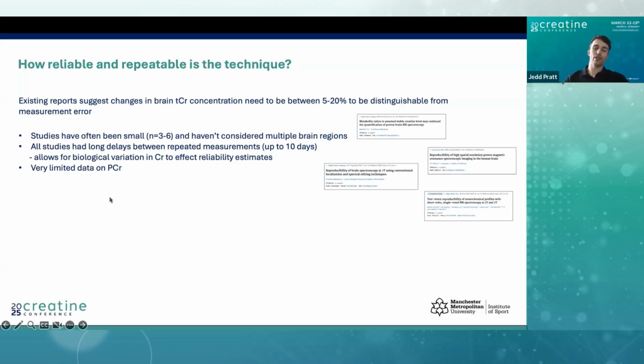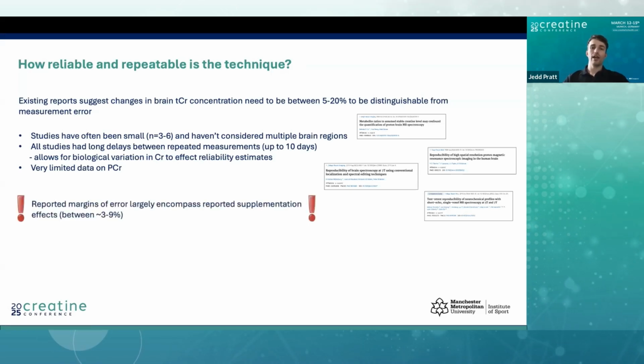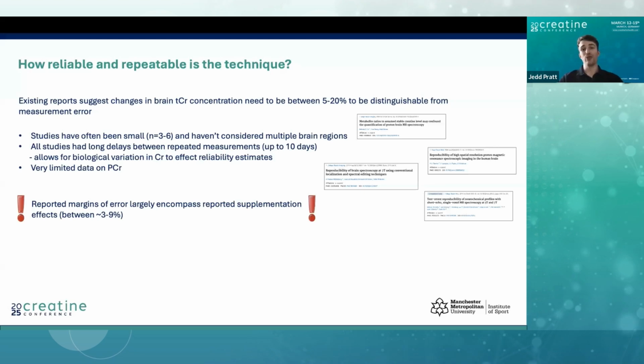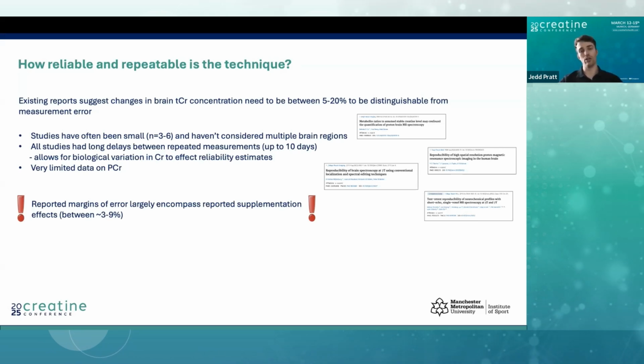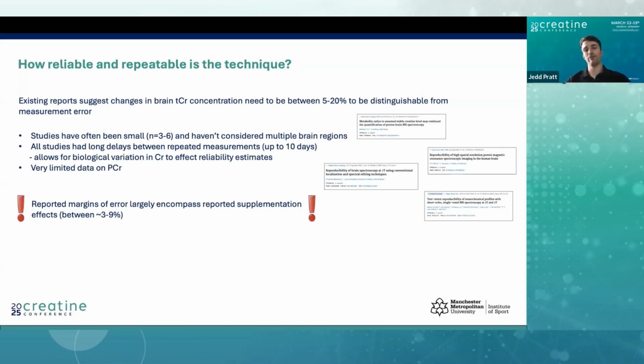And there was very little data on actually PCR. And I think the largest issue with this is that if we consider the studies that have looked at supplementation with creatine with a view to potentially increase the creatine stores in the brain, at the same time that these studies were published, these reliability data were available, and we can't really be sure what we're seeing here because of the fact that the margins of error were so broad up to now. And so they really did encompass a lot of the supplementation effects that have been reported to date, which broadly range between 3 and 9%.